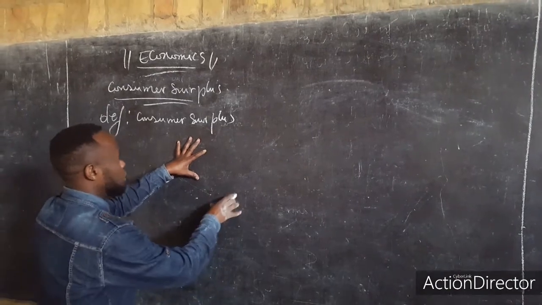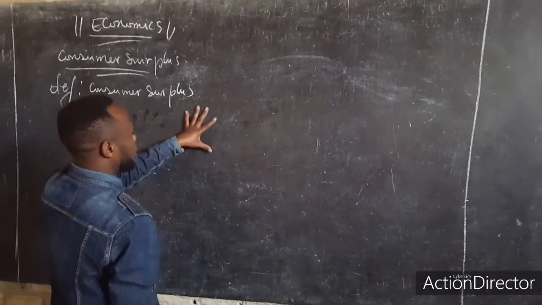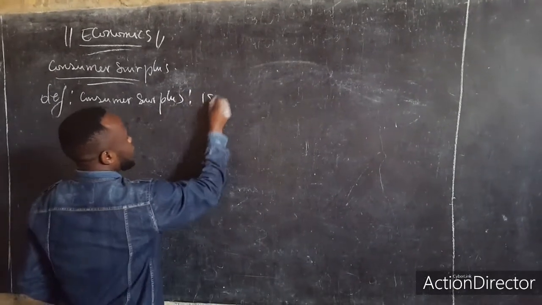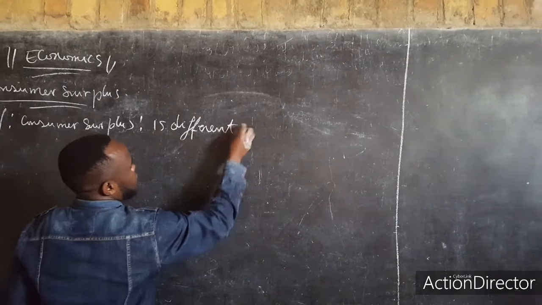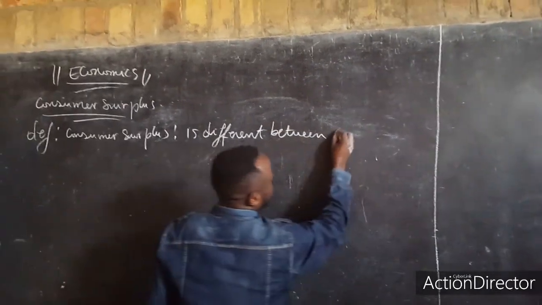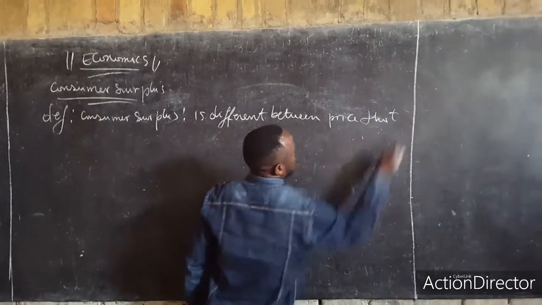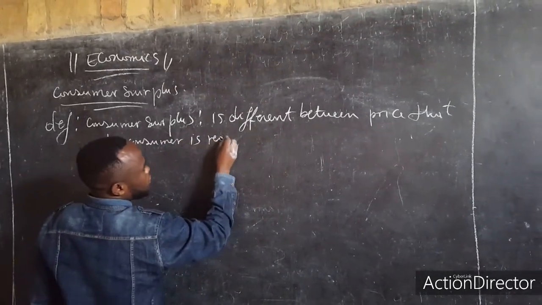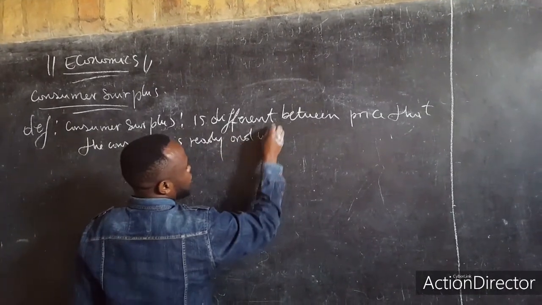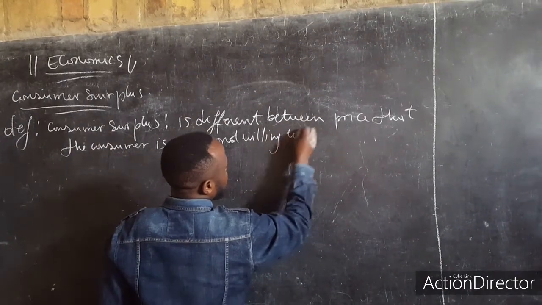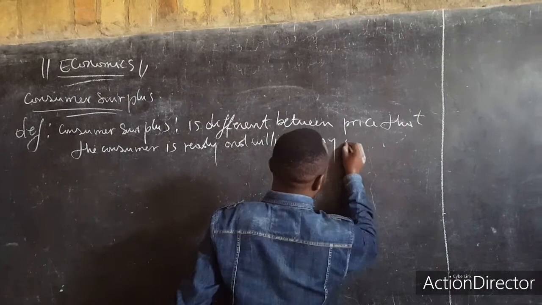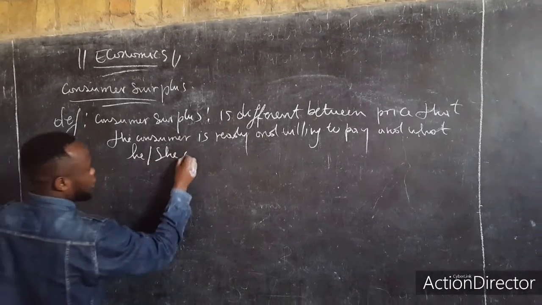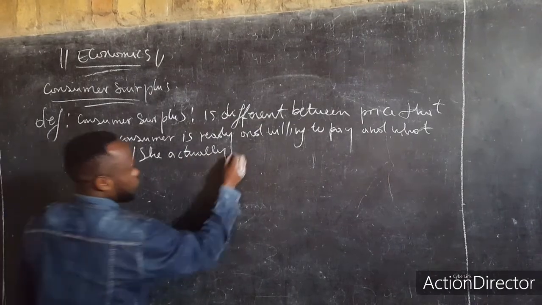is a difference between the price that the consumer is ready and willing to pay and what he or she actually pays. It is a difference between the price that the consumer is ready and willing to pay and what he or she actually pays.